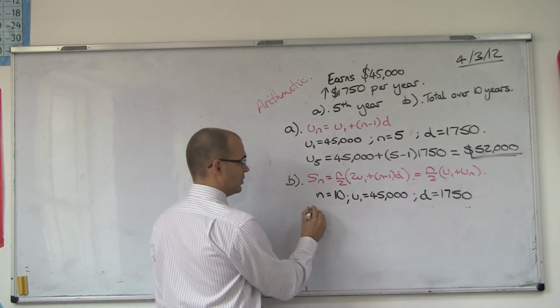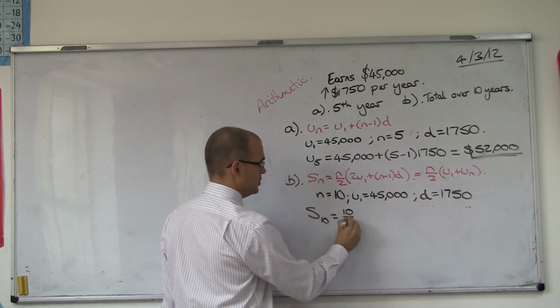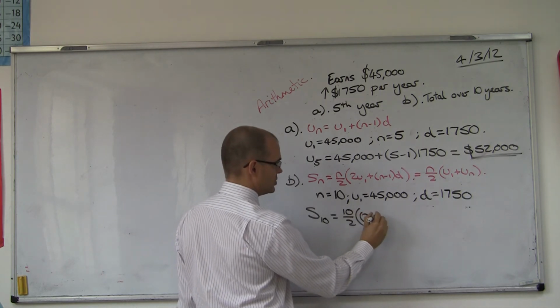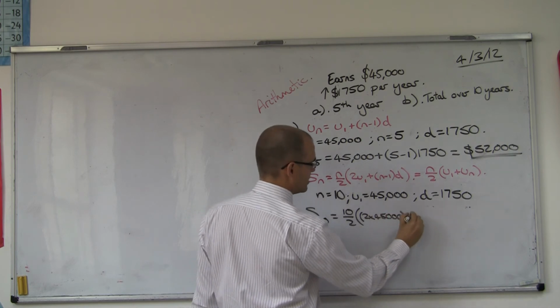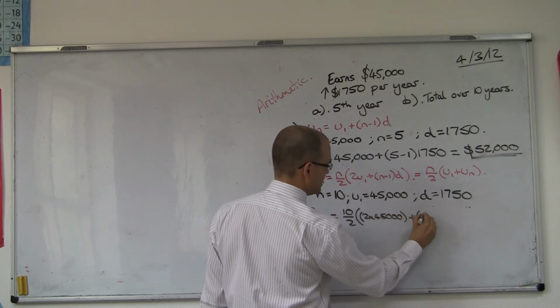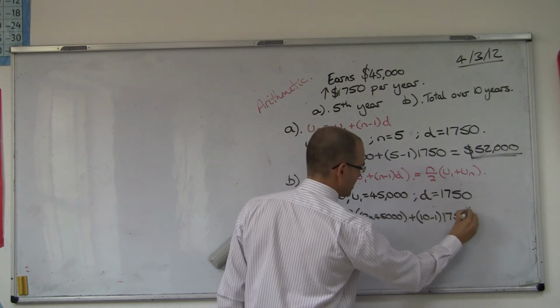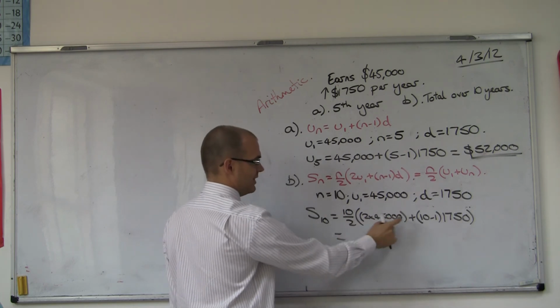So, substitute it all in. Sn is 10. Okay, 10 over 2, lots of. And I'm going to put 2u1 in brackets. 2 times u1 was 45,000. Close those brackets off. Plus n, 10, minus 1. Close the brackets. And the d, 1,750. The only thing that I've really added here is the brackets in there.